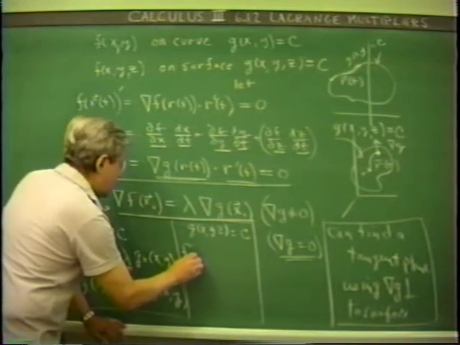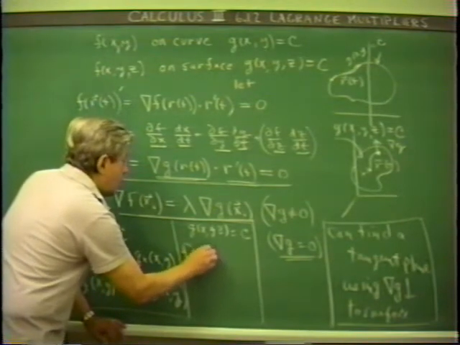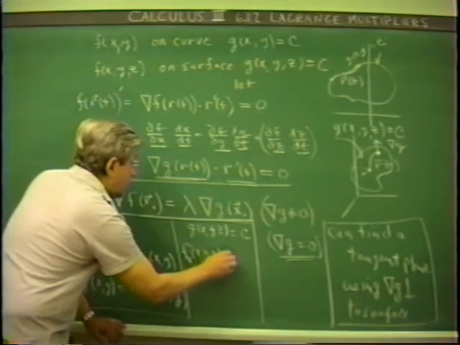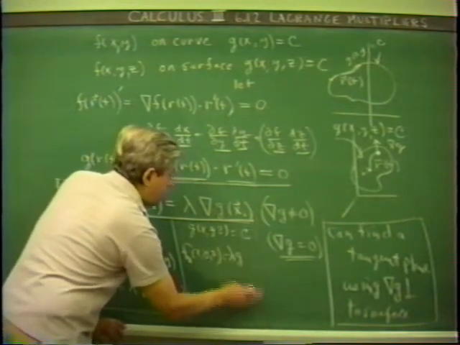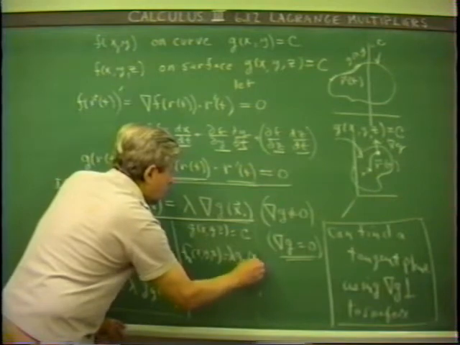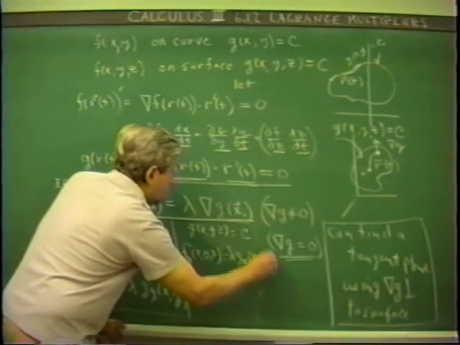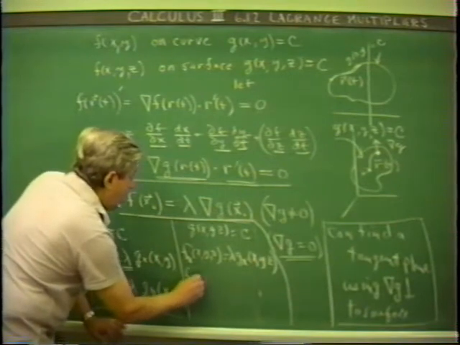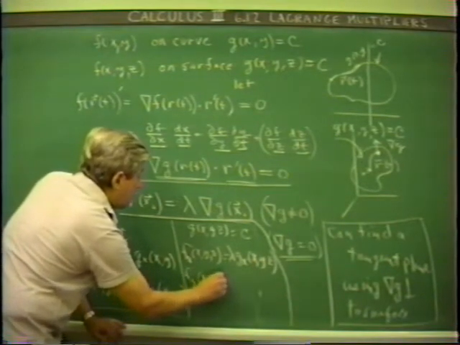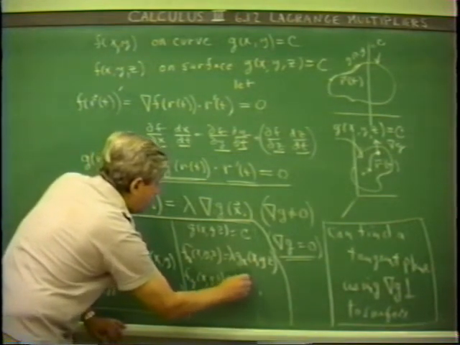If we're looking at functions of three variables, we have a similar situation. You have g of x, y, and z equals a constant. That's one equation. The other equation is that the partial of f with respect to x at x, y, and z is a multiple of the partial of g with respect to x at x, y, and z.